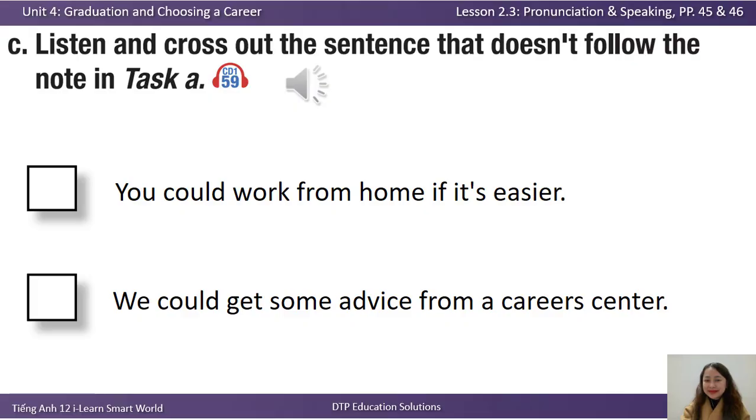You could work from home if it's easier. We could get some advice from a career center.